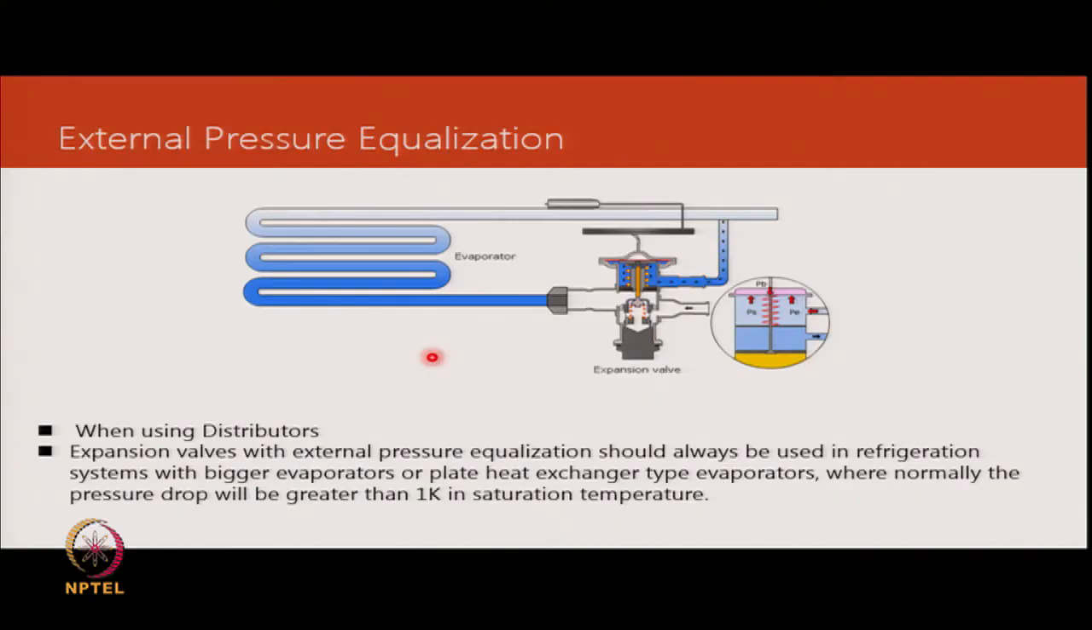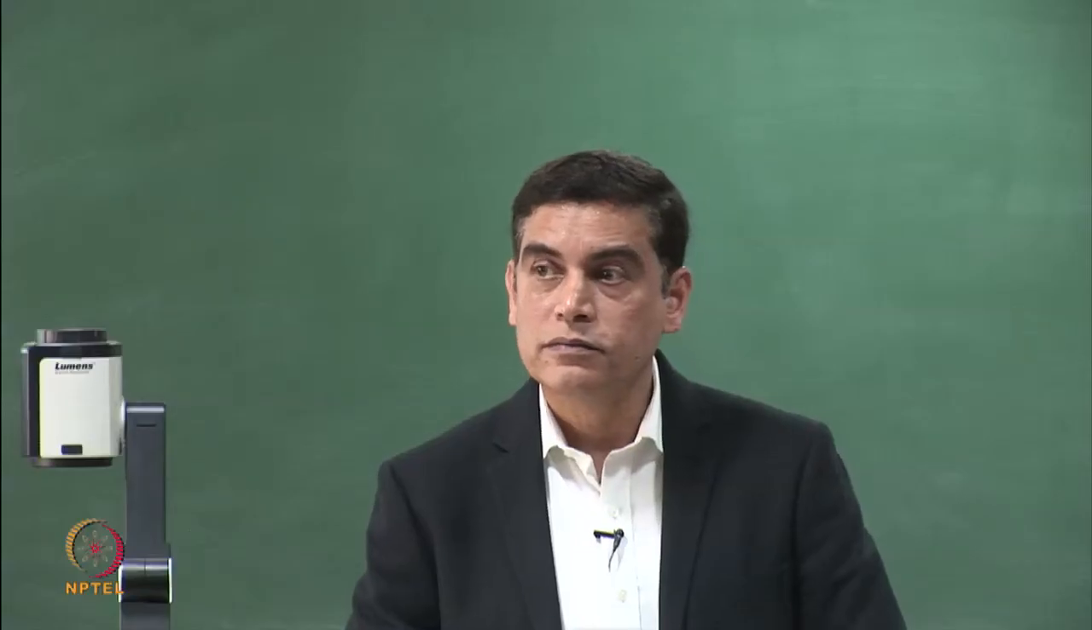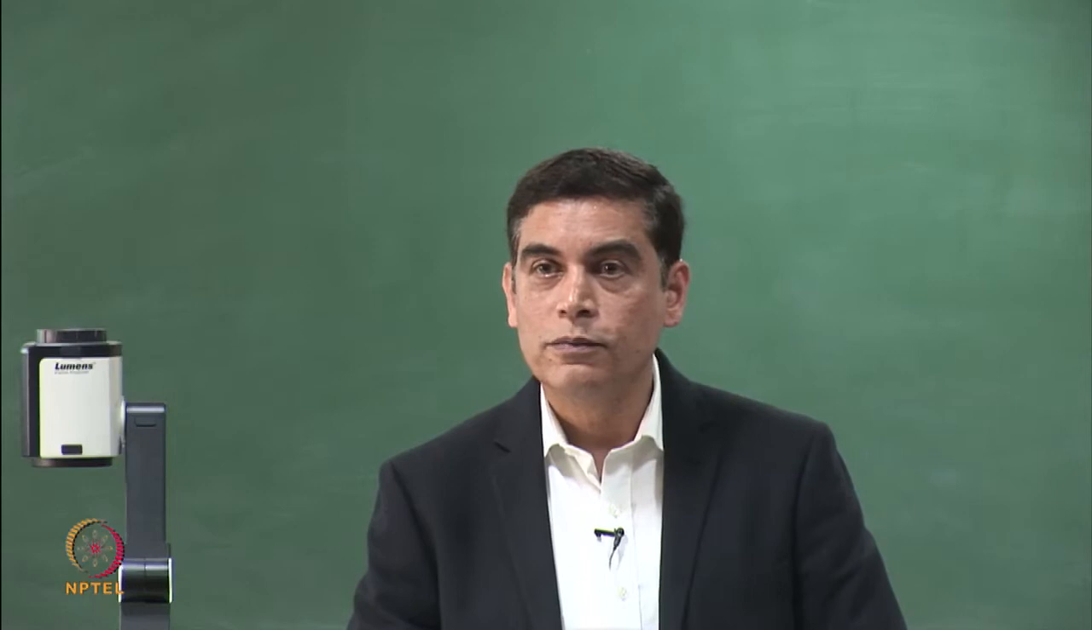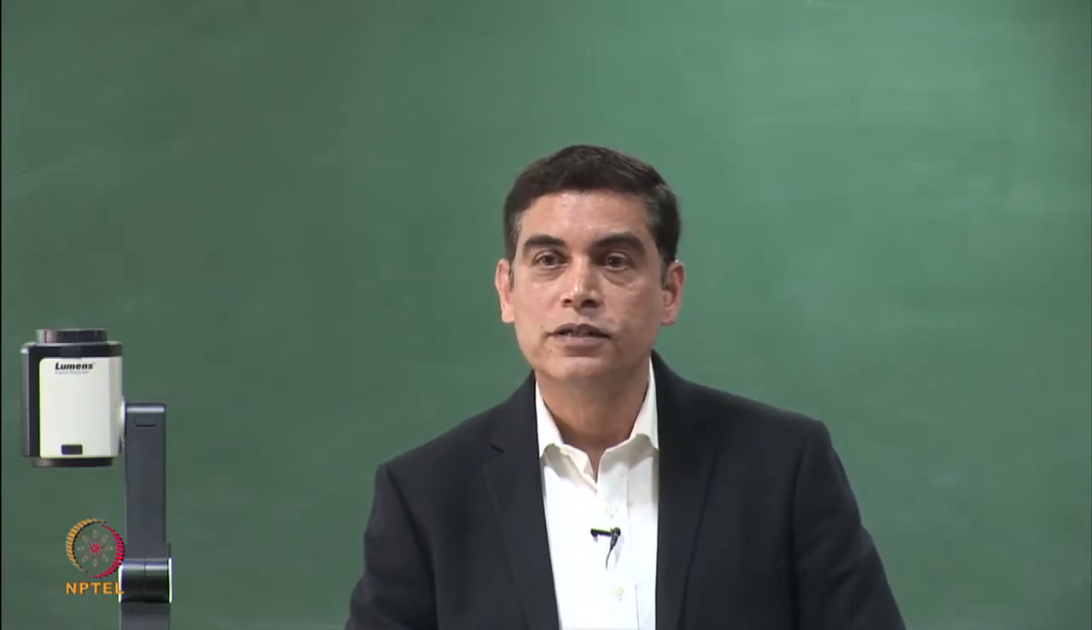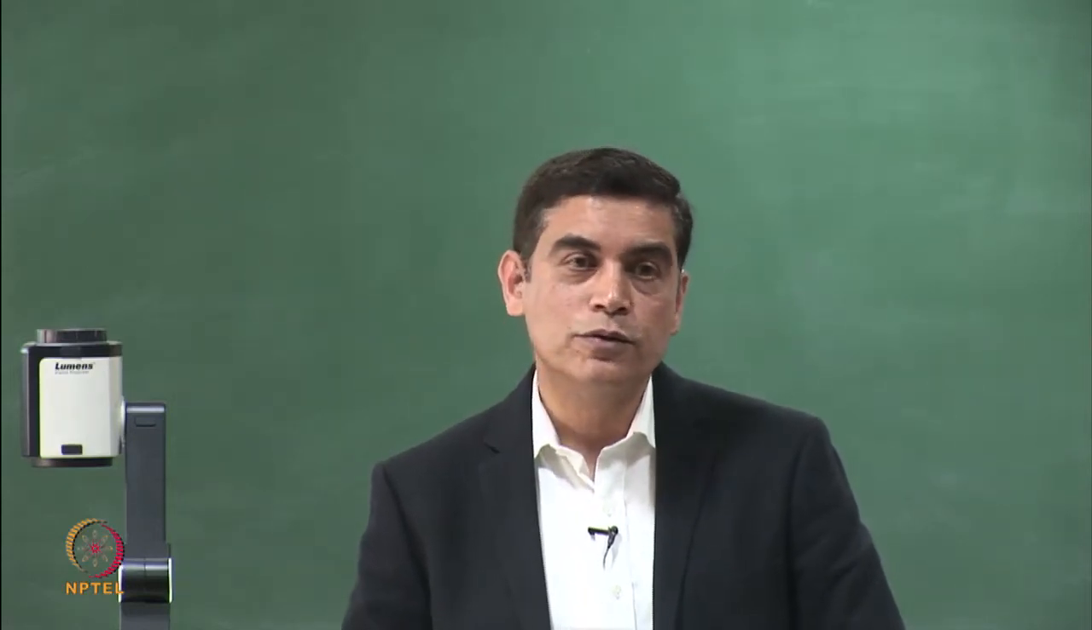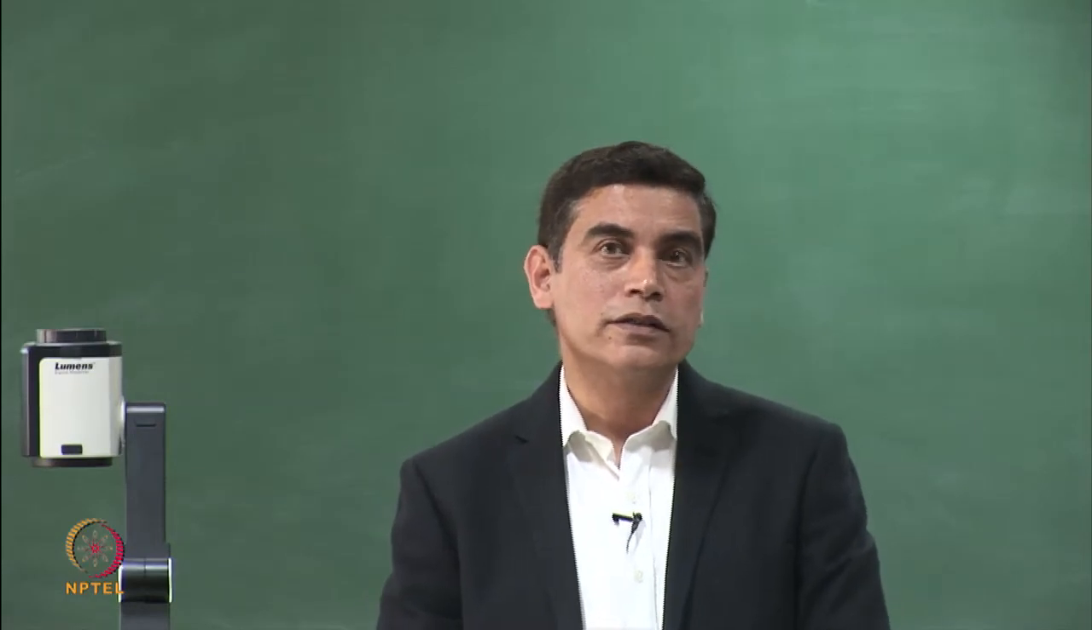This we would do when using distributors. So, we have more or less covered this, and the whole idea here is that if the pressure drop in the evaporator is more than 1 degree Kelvin, so we are saying pressure drop and 1 degree Kelvin means you are looking at saturation conditions, then we would use an externally equalized expansion valve.